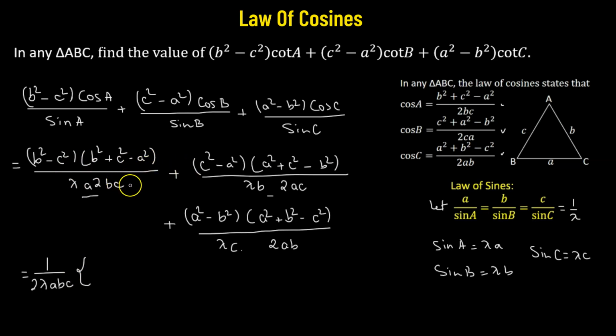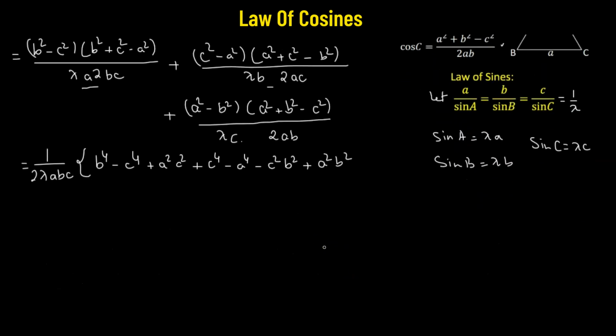So what to do? Let's solve each of them. We're going to get b raised to the power of 4 minus c raised to the power of 4 plus a squared c squared, plus c raised to the power of 4 minus a raised to the power of 4 minus c squared b squared plus a squared b squared. Then the remaining terms will be a raised to the power of 4 minus b raised to the power of 4. Then we have negative a squared c squared plus b squared c squared minus a squared b squared.